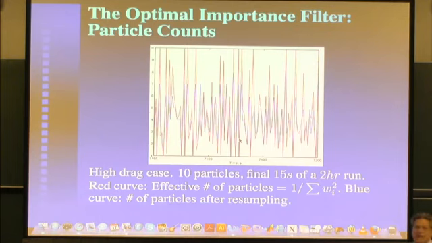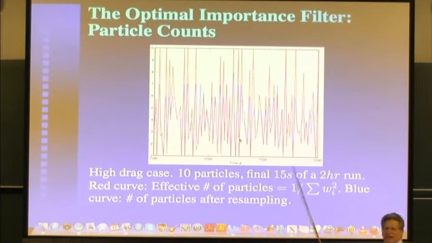I like this one. If one of the weights is 1 and the rest are 0, this will be 1. If all the weights are 1 over n, this will be n. And it tracks the actual number of particles that I get after resampling quite nicely. And you can see that here, even in the high drag case, it stays here and then boom, I lose it all. I get down to 1 particle. So it really does degenerate.